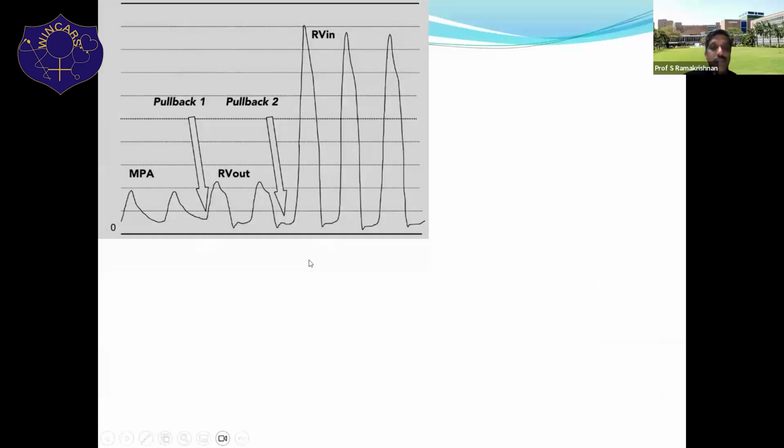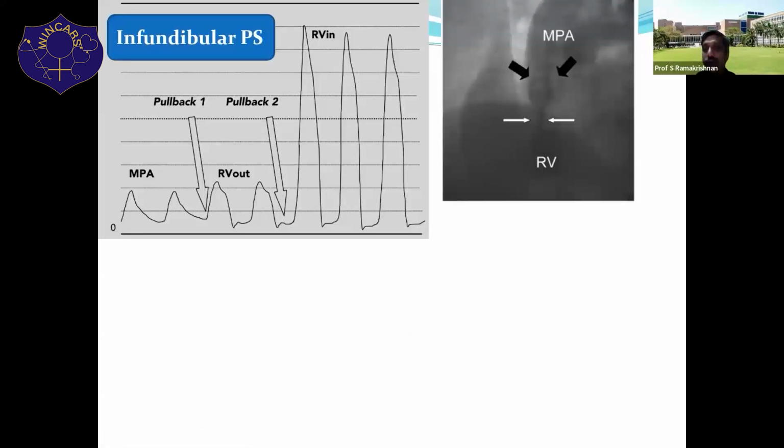So now we again come to another trace like this. So where is the gradient here? This is MPA, RV, and RV. So here again, use my same principle. There are three types of things. You have an aortic type of trace or great artery type of trace, and there are two RV type of traces. And the gradient is happening between two RV type of traces. So that means this is an infundibular narrowing. This was actually a patient of post pulmonary valve balloon dilatation who had infundibular spasm.